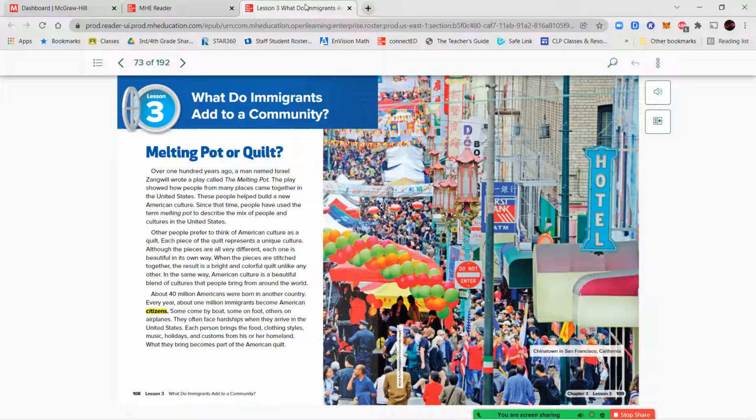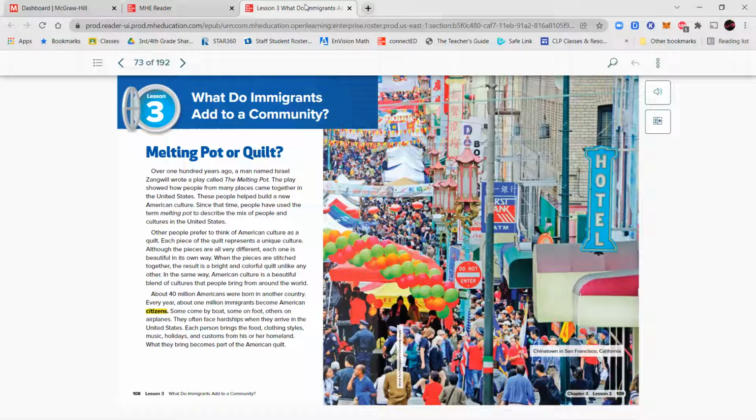Over 100 years ago, a man named Israel Zangwill wrote a play called The Melting Pot. The play showed how people from many places came together in the United States. These people helped build a new American culture. Since that time, people have used the term melting pot to describe the mix of people and cultures in the United States. Other people prefer to think of American culture as a quilt.